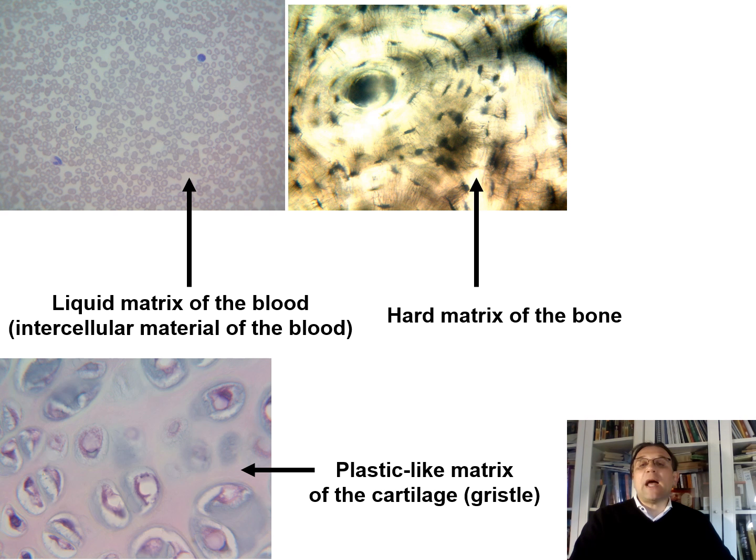The matrix of blood, for example, is liquid, but other types of connective tissue, such as cartilage, have a consistency of firm rubber or plastic. The matrix of bone is hard and rigid. Also, the matrix of connective tissues, such as tendons and ligaments, is strong and flexible.